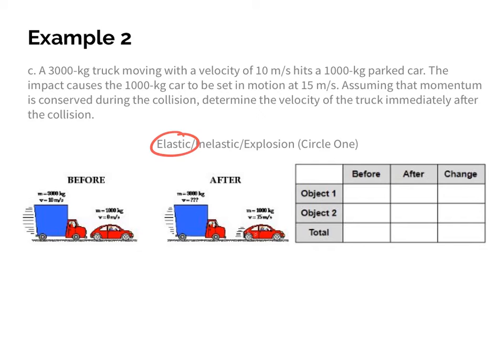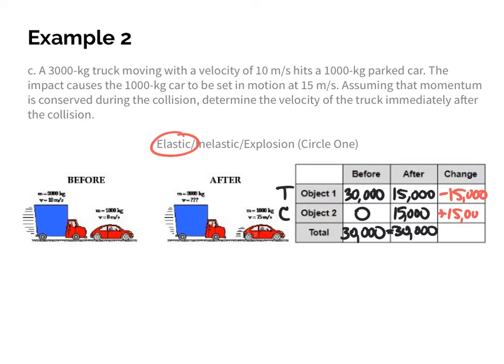So using the values given in the problem, based on the values before the collision, the truck would have 30,000 units of momentum, the car would have 0 units of momentum, for a total of 30,000. Based on the information given here, I know that the car is going to have 15,000 units of momentum. So if the total's got to equal 30,000, I know that the truck has to also have 15,000 units of momentum. So again, looking at the change, I know that the truck here is going to lose 15,000 units. The car is going to gain 15,000 units for an overall change equal to 0.